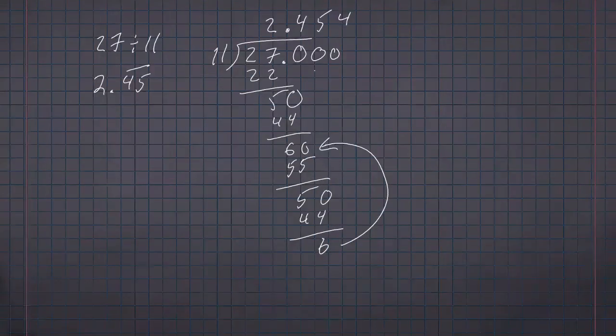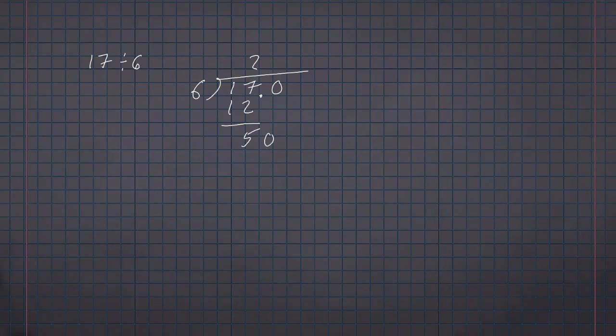One more example of repeating decimals. 17 divided by 6. 6 fits into 17 twice. 2 times 6 is 12. Subtract that off and you get 5. Add a decimal point so we put in a 0 and drop it down. 6 fits into 50 8 times. 8 times 6 is 48. Subtract that off and you get 2.